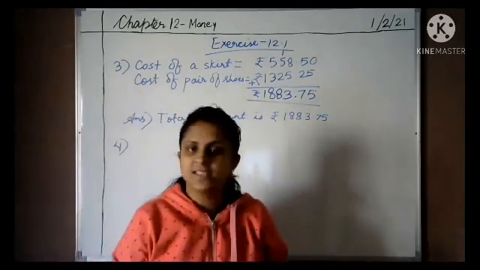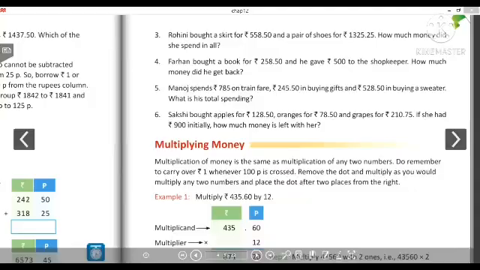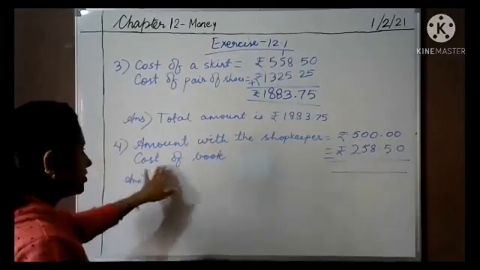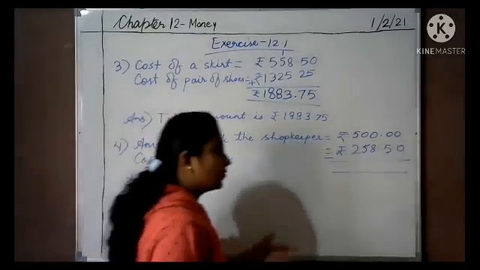Now let's discuss question number 4. Question number 4 says that Farhan bought a book for rupees 258 and 50 paise and he gave rupees 500 to the shopkeeper. How much money did he get back? So amount with the shopkeeper is this much, cost of the book is this much. So we have to subtract.